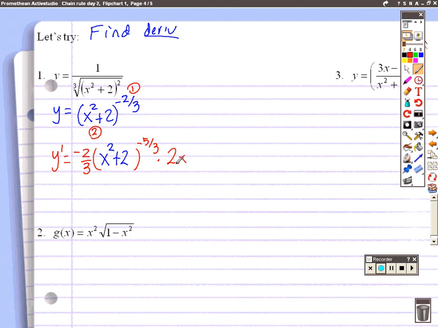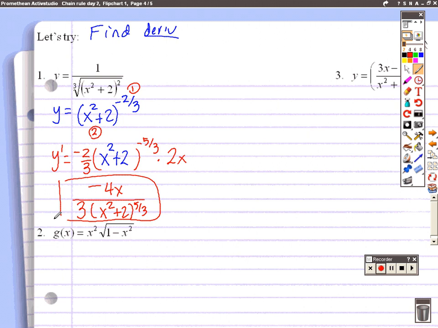The cleanup of that would be negative 2 times 2x in the numerator, so there's the negative 4x. In the denominator, we have a 3, and then I'm going to move the other expression back down and give it a positive power. So that's not really so bad in cleaning that up.